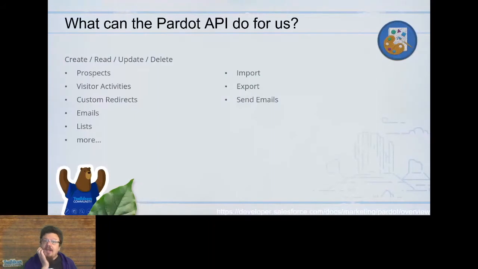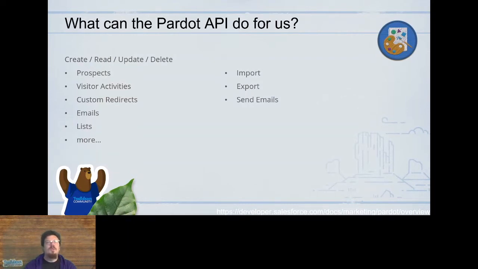So what can the Pardot API do for us? Programmers use the term CRUD: create, read, update, delete. And that's like the 4 steps of things that we can do with our API. The Pardot API, it's mostly we think about prospects, visitor activities, custom redirects, emails. Pardot's an email tool, right? Lists: who's on this list, adding people to lists, removing prospects from lists. And there's a lot more for the Pardot API, right?